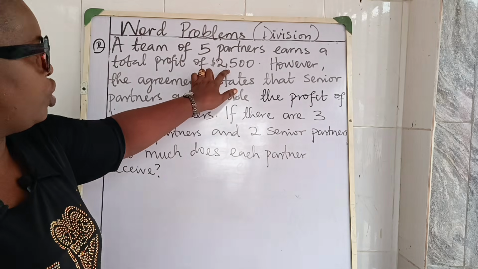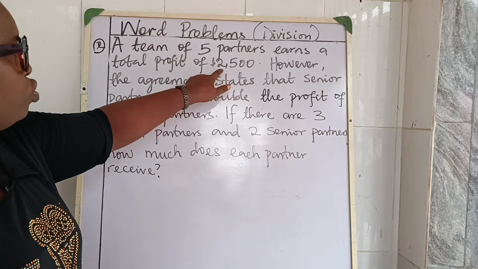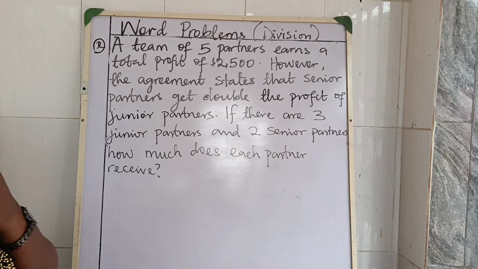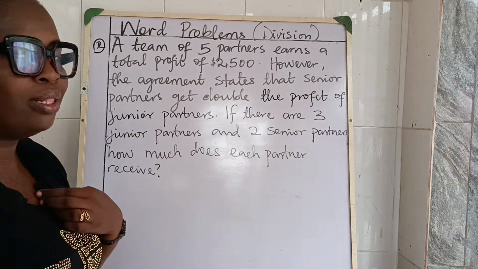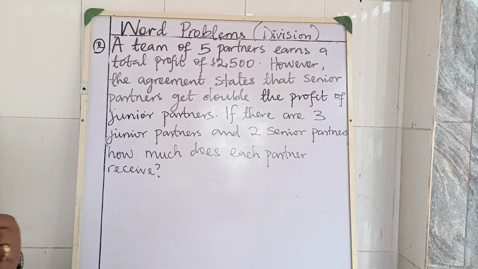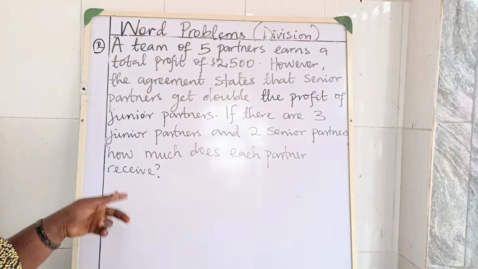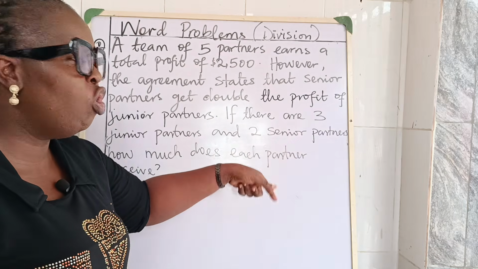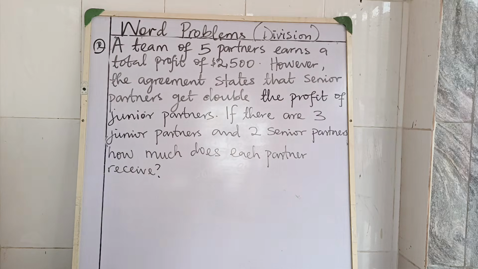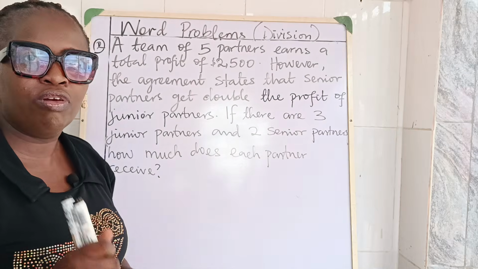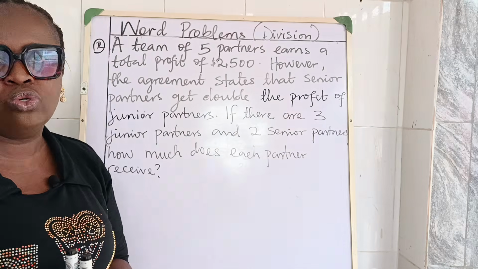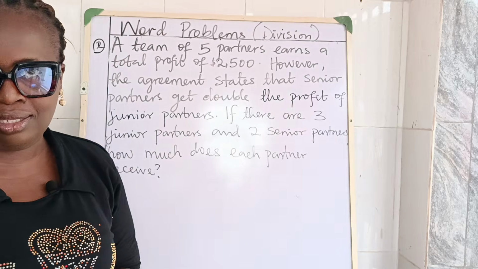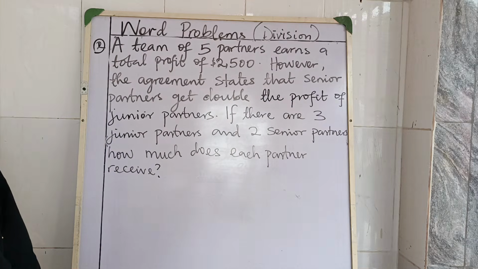Remember how much they are going to share. They earn a total profit of $2,500, right? And how many partners altogether? 5. How many junior partners? 3. How many senior partners? 2. The question says that according to their agreement, the senior partners will get double of what the junior partners are getting. Let's understand the question first for us to know how to solve it step by step to achieve a good answer or a correct answer.